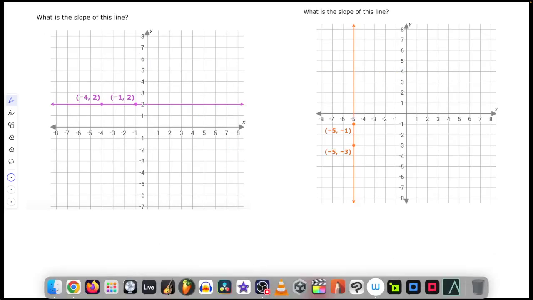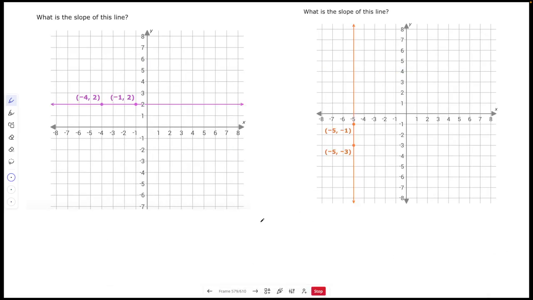Okay, for these 2 types of problems, the problem on the left is what we call a horizontal line. It's flat from left to right. Think of the horizon. And on the right, we have what's called a vertical line, or up and down.